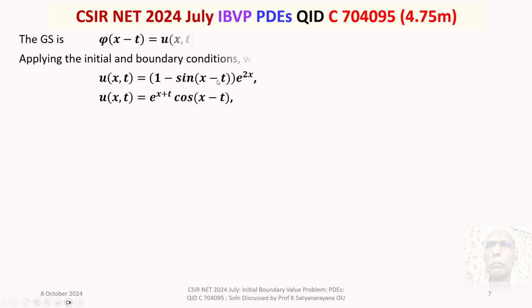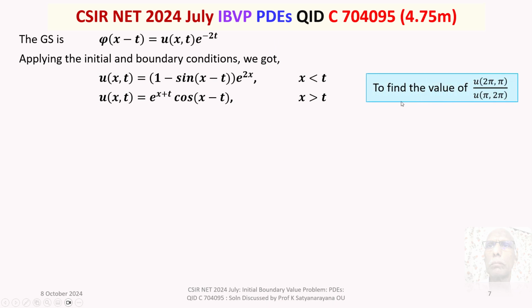We continue the discussion in the next slide. That's what we have. When x less than t, this is the solution. When x greater than t, this is the solution. So these solutions we got by applying the initial and boundary conditions that are given to us. Now what is it that we want? We want to find the value of u at (2 pi, pi) by u at (pi, 2 pi).